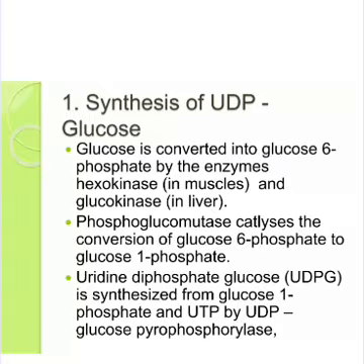Glucose is converted into glucose 6 phosphate by the enzyme hexokinase. It happens in the muscle, and in the presence of glucokinase, this conversion happens in liver. Phosphoglucomutase catalyzes the conversion of glucose 6 phosphate to glucose 1 phosphate. Then uridine diphosphate glucose is synthesized from glucose 1 phosphate and uridine triphosphate by UDP glucose pyrophosphorylase.